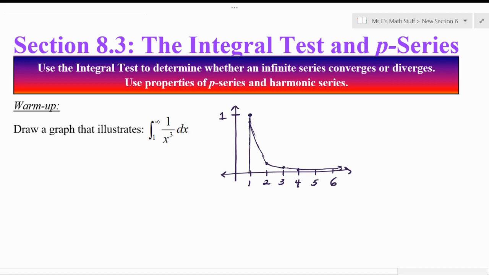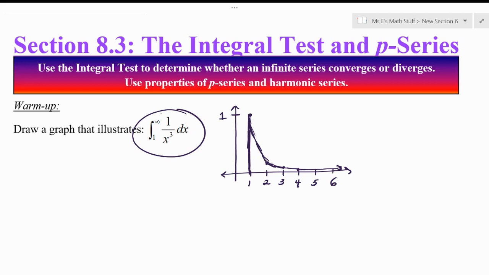Okay, and so the part of this graph that would be represented by this integral would be the bounded area there. The goal for this lesson, my friends, is to form a connection between what an improper integral would do as far as whether it converges or diverges, and what its related infinite sum would do.